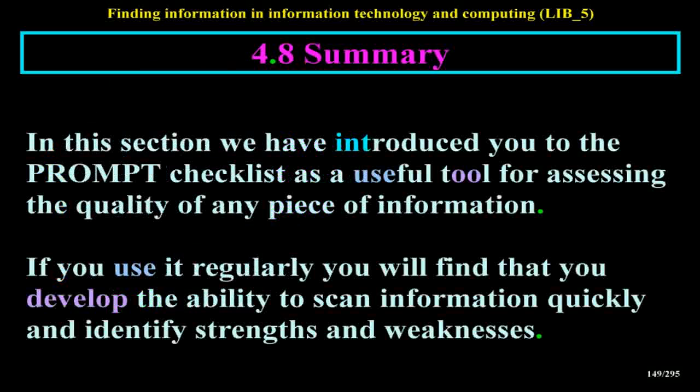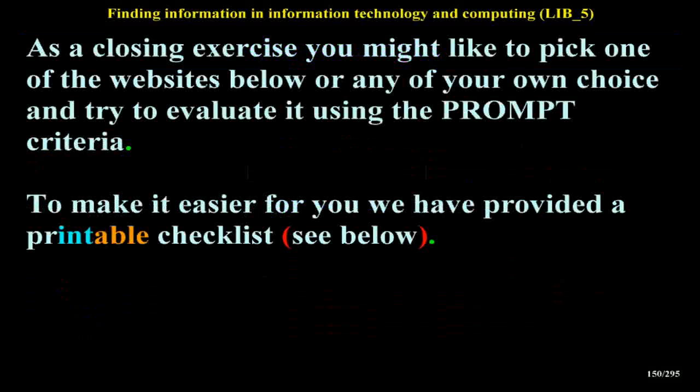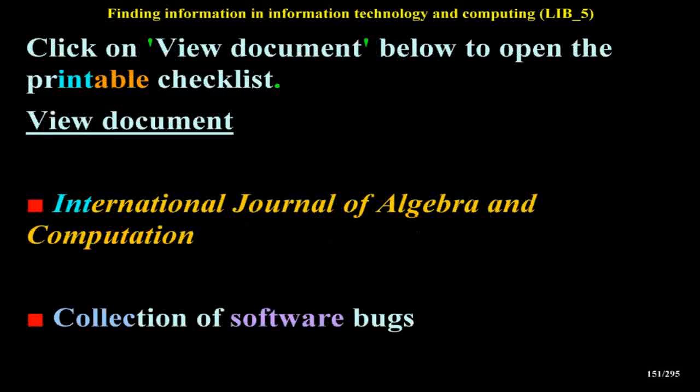4.8 Summary. In this section we have introduced you to the PROMPT checklist as a useful tool for assessing the quality of any piece of information. If you use it regularly, you will find that you develop the ability to scan information quickly and identify strengths and weaknesses. As a closing exercise, you might like to pick one of the websites below or any of your own choice and try to evaluate it using the PROMPT criteria. To make it easier for you, we have provided a printable checklist. See below. Click on View Document below to open the printable checklist.